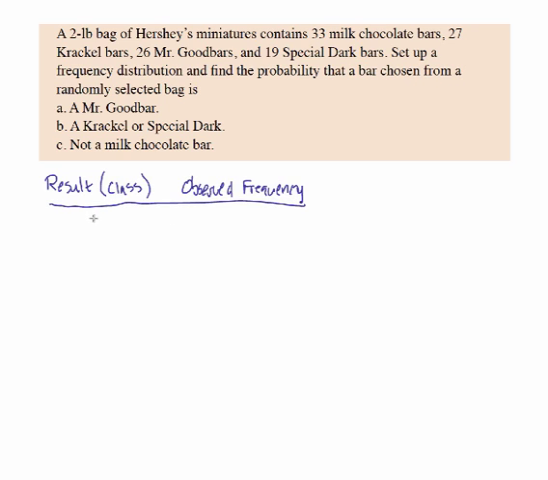Now, our first result listed is there are 33 milk chocolate bars, which are a little dull, but perfectly fine. They're better than, say, spinach. Next, crackle bars, where they mix in some puffed rice. Fantastic stuff. There's 27 of those. There are 26 Mr. Good bars, for those peanut fans out there. And this is an absolute gyp, the best of all, the dark chocolates, there are only 19.